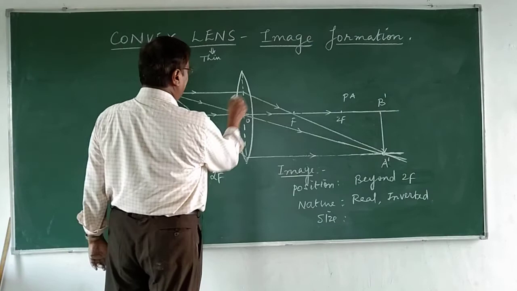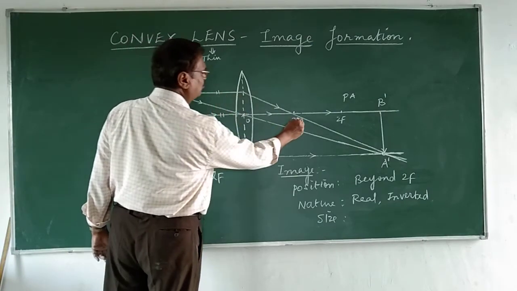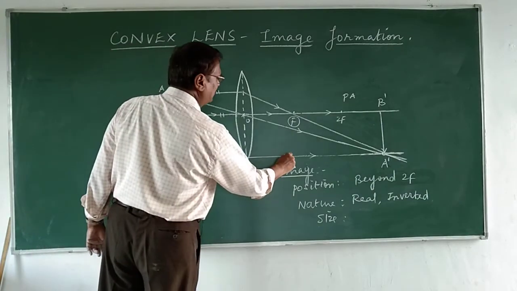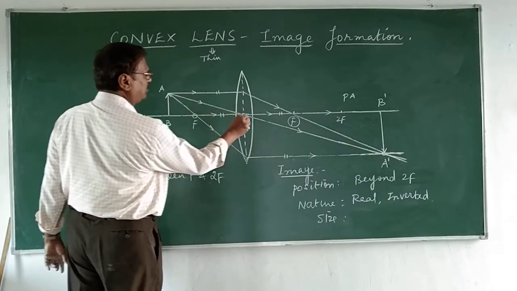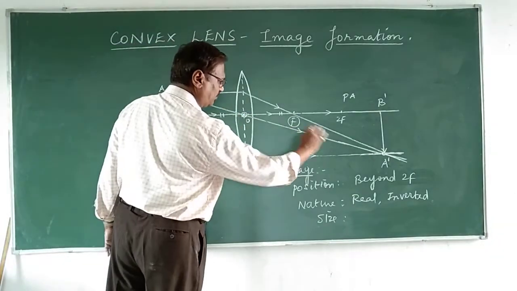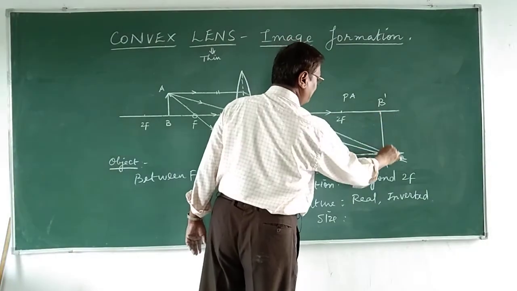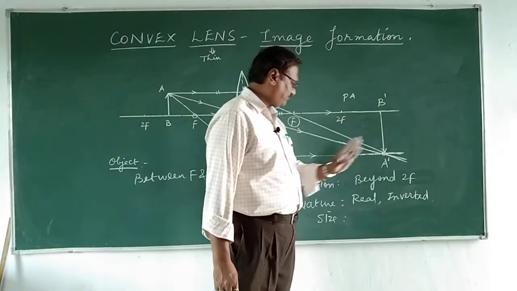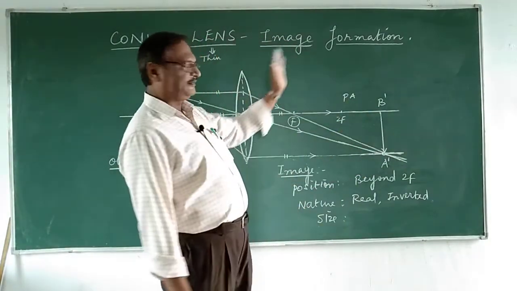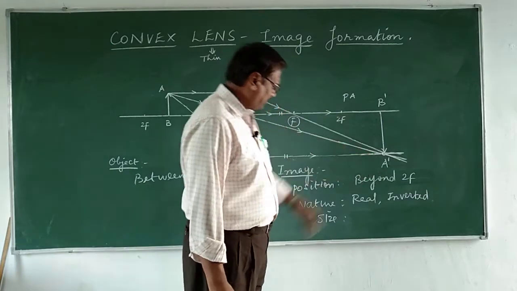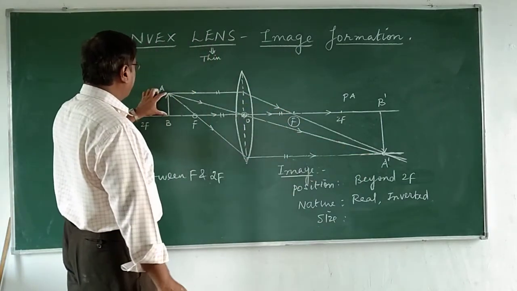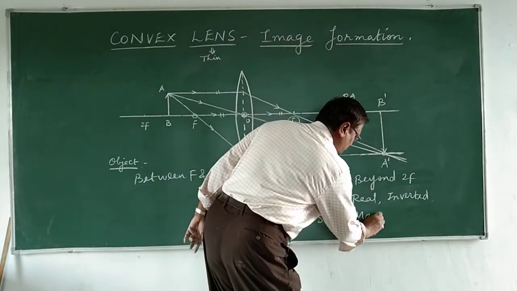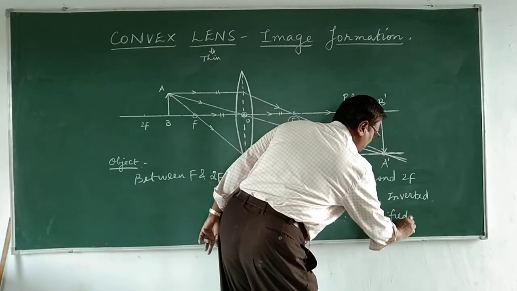A ray passing parallel to principal axis passes through the focus. A ray passing through the focus becomes parallel to the principal axis. And a ray passing through the optical center goes without deviation. They all come and meet at a point here, and you see here position of the image is beyond 2F. It is real because it is coming the other side, and it is inverted. Size, you see, AB is small and this is magnified, so the image is a magnified image.